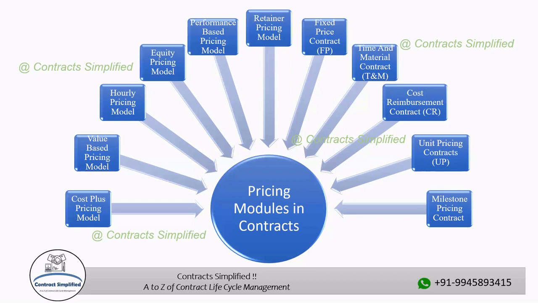The contract should clearly outline the project scope and objectives and the specific milestones that need to be achieved. Each milestone should be well defined, measurable, and tied to a specific deliverable or achievement.